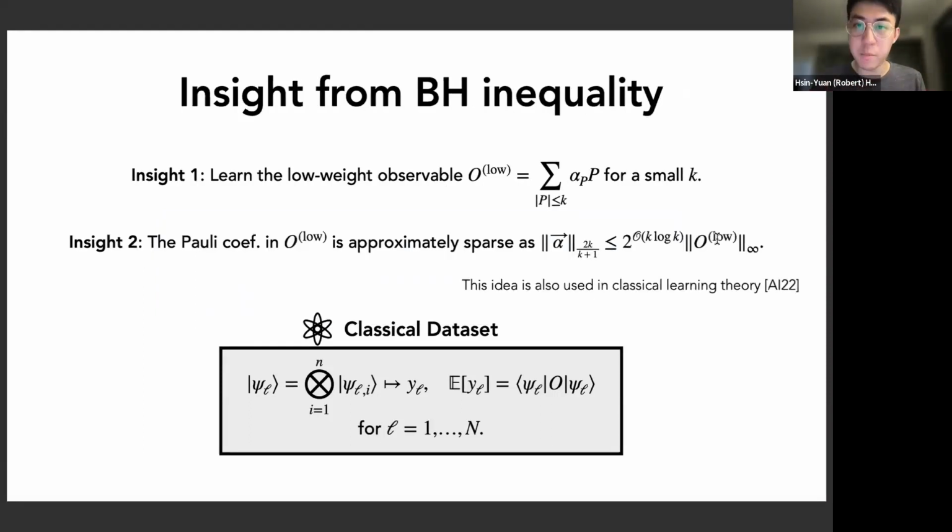So what the Bohnenblust-Hille inequality tells us is this second insight. The first insight is that we just learn this truncation. The second insight is that the Pauli coefficients in these low-weight observables are going to be approximately sparse, because of this inequality, which says that some r norm, where r is less than 2, for this vector alpha, will be upper bounded by some number that's not too large. As long as k is not too large, then 2 to the order k log k would not be very large. And when it's well bounded, we can learn it very efficiently. Such a sparsity idea is also used in classical learning theory more recently.